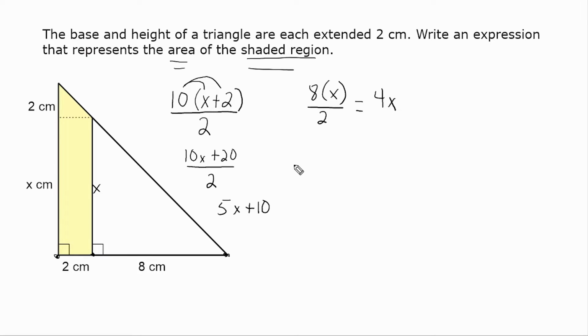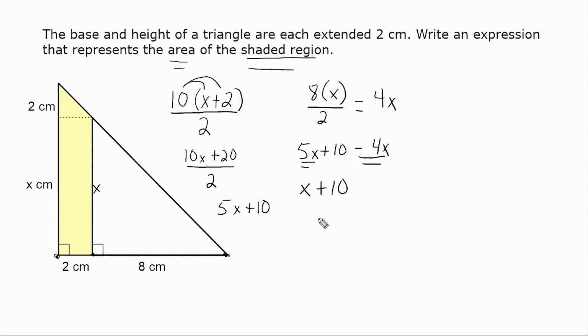Now, what we have to do is subtract the area of the smaller triangle from the area of the larger triangle. So we're going to take this expression, which is 5x plus 10, and subtract 4x. So what we're going to do is combine like terms. 5x minus 4x is 1x, so we write just x. And we have a constant left over, so we just bring that down. That is x plus 10. So this is an expression that would represent the area of just the shaded section.